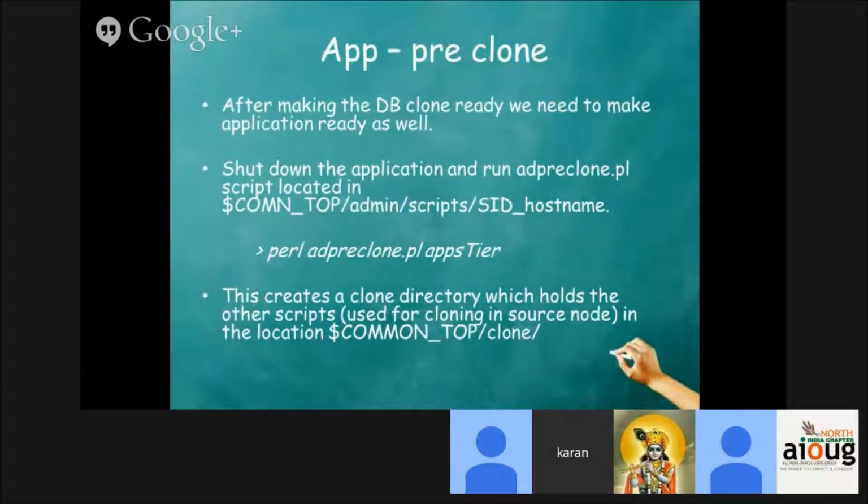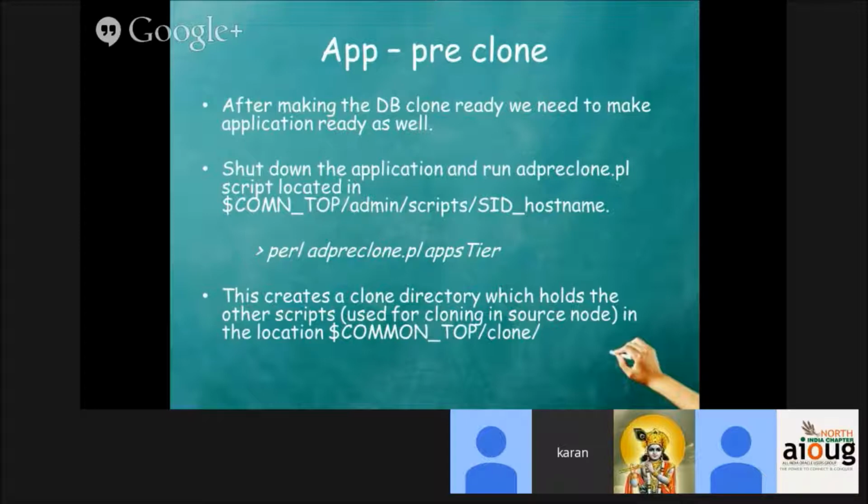To do that, the general practice that we follow is to shut down the application and run the ad preclone utility. The AD preclone utility is present in the common top admin scripts SID_hostname directory. The syntax is perl ad preclone appstier. What we ran in the DB was dbtier. In the application, we have to run appstier. This again creates a clone directory which holds the other useful scripts for cloning in the source node, and the location of this one is common top clone, where the clone directory is created.